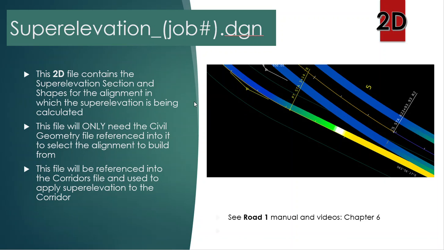Super elevation is a 2D file as well. This 2D file contains the super elevation section shapes for the alignment in which super elevation is being calculated. This file will only need the civil geometry file referenced into it to select the alignment to build from. This file will be referenced into the corridors file and used to apply the super elevation to the corridor.